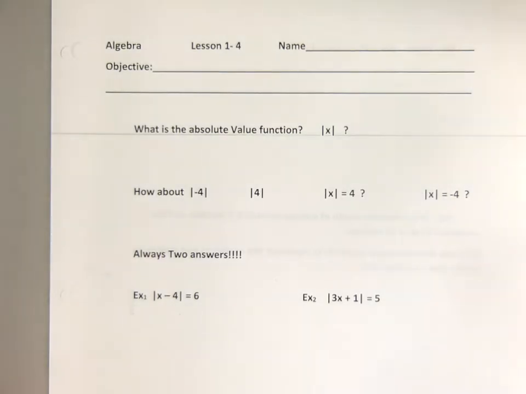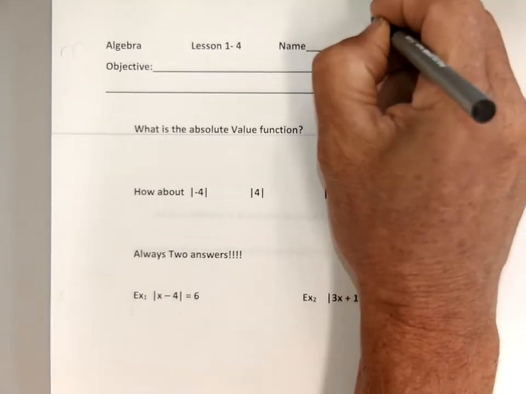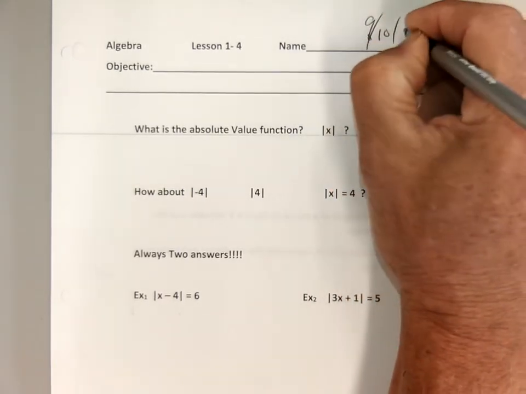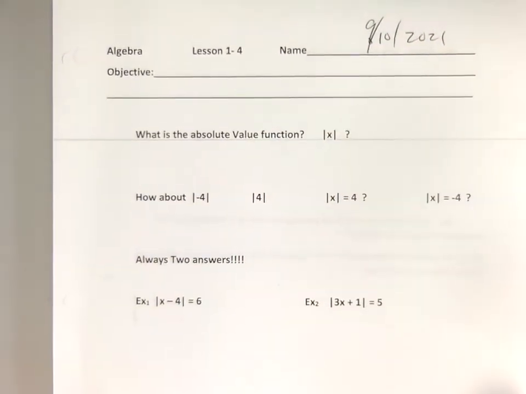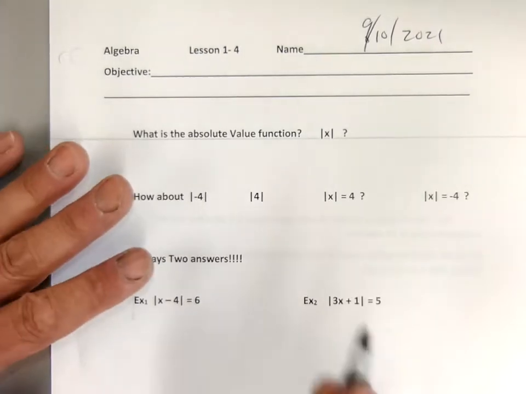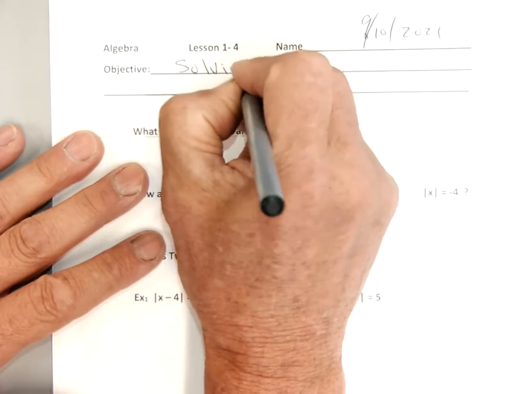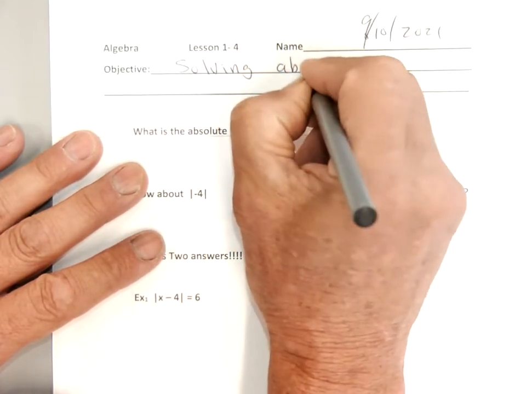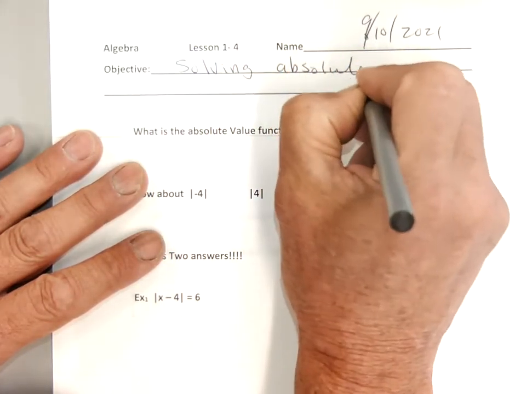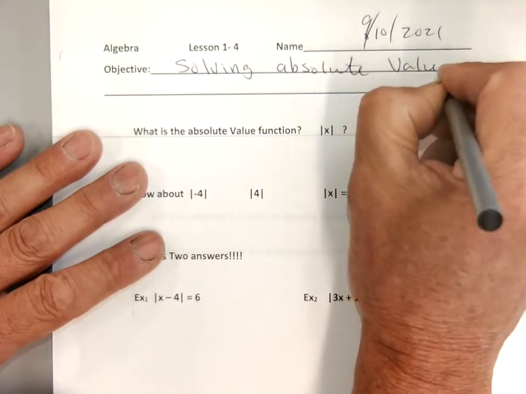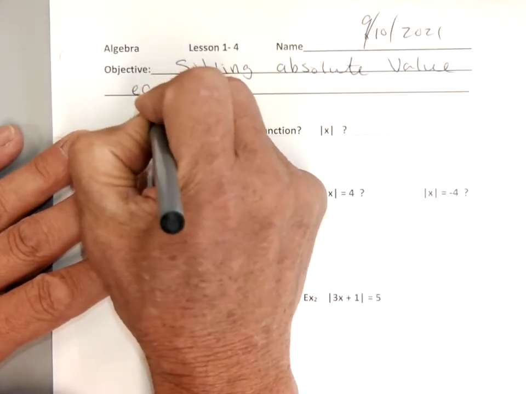Okay, so it's today's date. It is the 10th, 9/10/2021. Our objective today is going to be solving absolute value equations.